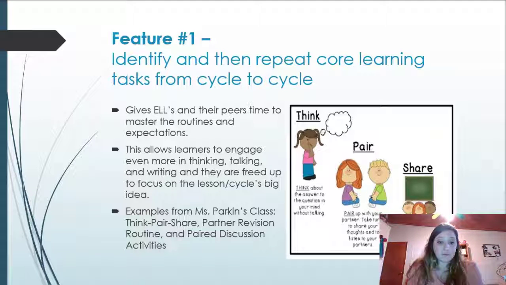An example they used from the text was in Ms. Parkin's class when she did the think, pair, share, or the partner revision routine, and also talked about a paired discussion activity. There were a couple more in the text, but I thought those were some that we'd been familiar with. In the think, pair, share, you think about the question as the teacher is talking, then pair up with a partner and take turns sharing your thoughts, and then share the thoughts with the whole class. If you do that within all your lessons, then students are going to know, okay, this is the part where we think, pair, share, instead of the teacher saying, okay, now think, pair, share with your partner.